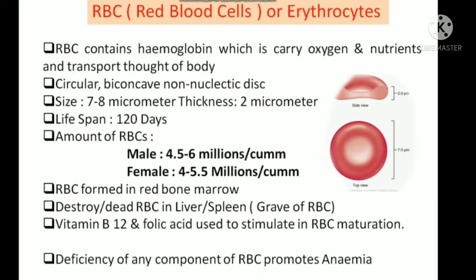RBCs are formed in the red bone marrow, and dead RBCs are destroyed in the liver and spleen, which we can also call the grave of RBC. Vitamin B12 and folic acid are used to stimulate RBC maturation.